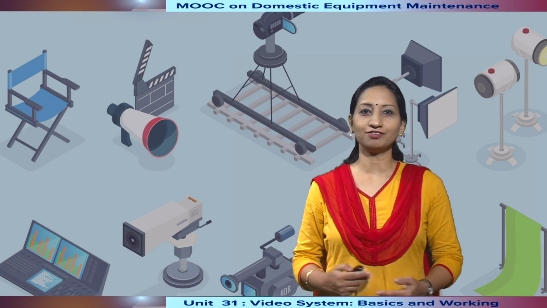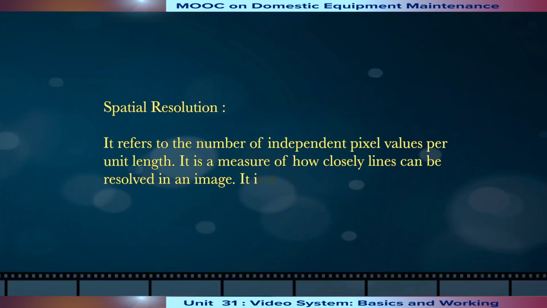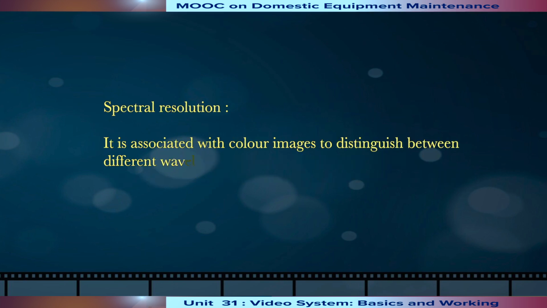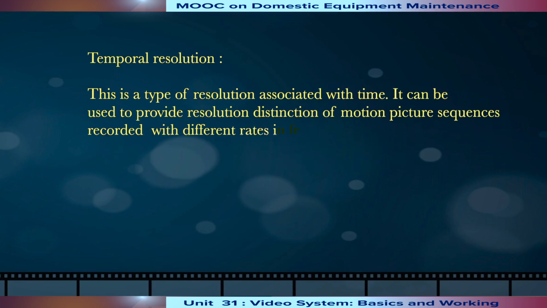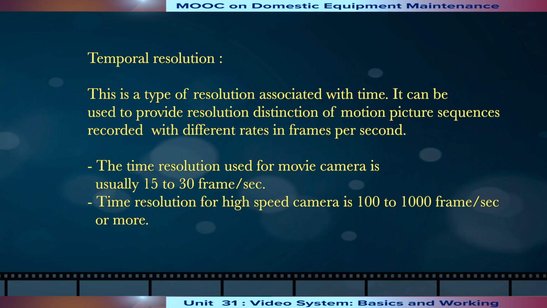The next is spatial resolution. It refers to the number of independent pixel values per unit length. It is a measure of how closely lines can be resolved in an image. It is used in remote sensing and GIS. Spectral resolution. It is associated with color images to distinguish between different wavelengths or frequencies of electromagnetic radiation within a spectrum. Temporal resolution. This is a type of resolution associated with time.